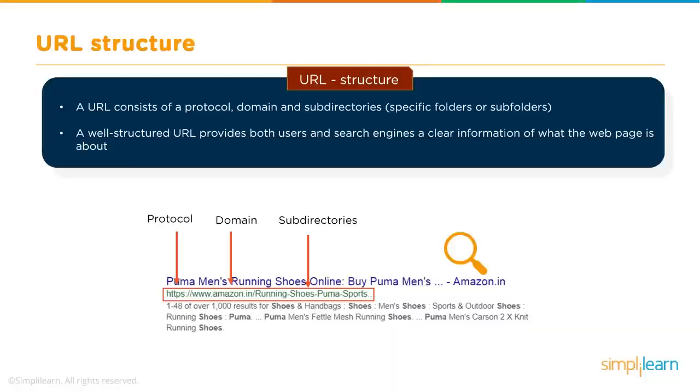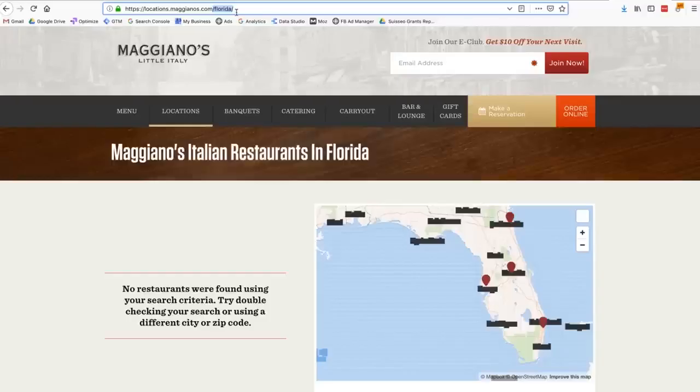So a well-structured URL not only provides the users with information about where they're going when they click on your link in the search engine results, but more importantly, it also provides the search engines some information about what the web page is all about. So going back to our simple example with Maggiano's, the search engines know that, hey, if somebody clicks on this link, they're going to a page about Florida. Pretty simple. The URL structure is pretty simple to understand. We know it's a secure site, we know it's Maggianos.com, and we know the subpage is Florida, or the subdirectory is Florida.